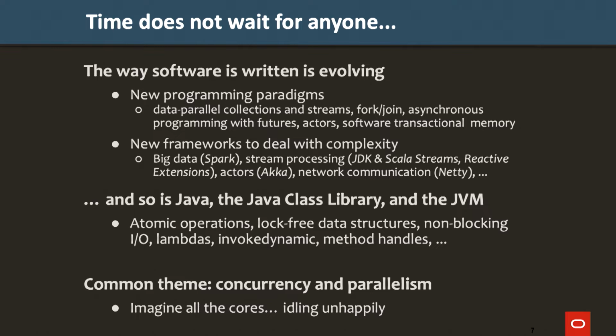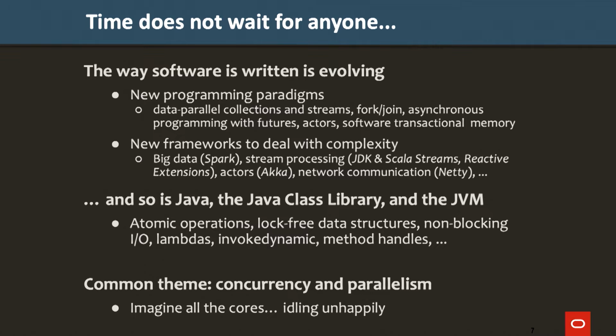So we have new programming paradigms. We have parallel collections, fork join, asynchronous futures, actors, and all of that. And long ago, this is something that simply didn't exist. Now we also have frameworks to deal with all of that complexity. Popular ones like Spark for big data, for stream processing. We have the JDK streams introduced in Java 8. We have the Scala streams, reactive extensions, Akka for actor-based programming, Netty, which is very popular for network stuff. And we want to be sure that this is covered by the benchmark suite, because the benchmarks are our target for compiler developers, and we want to be sure that this is something we are good on, and we can give good performance to the users.